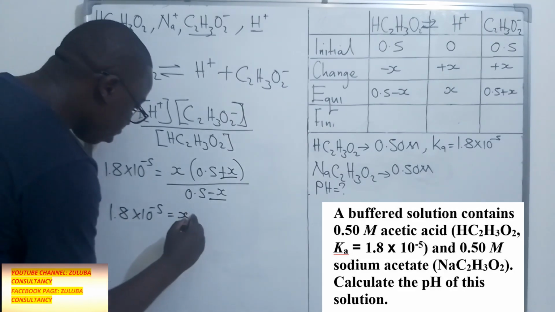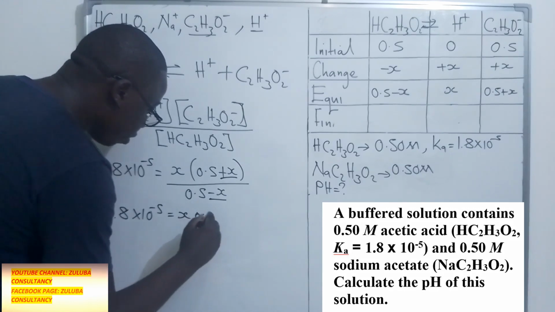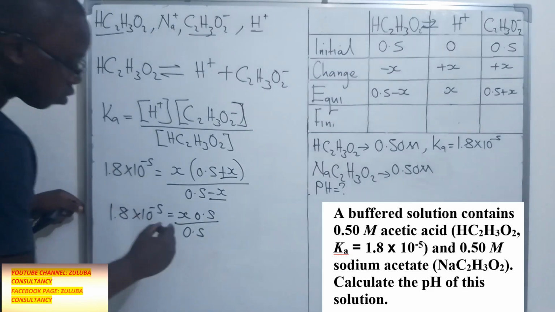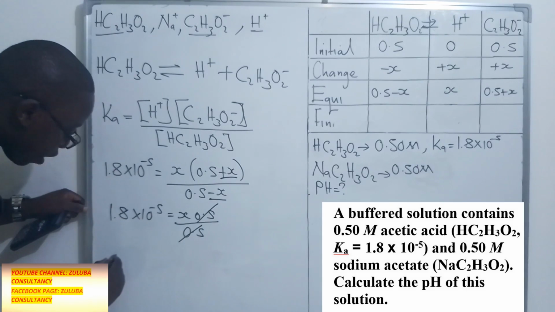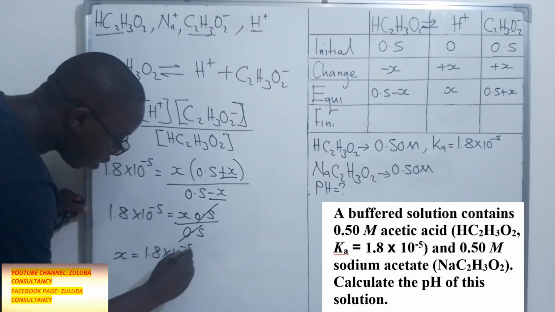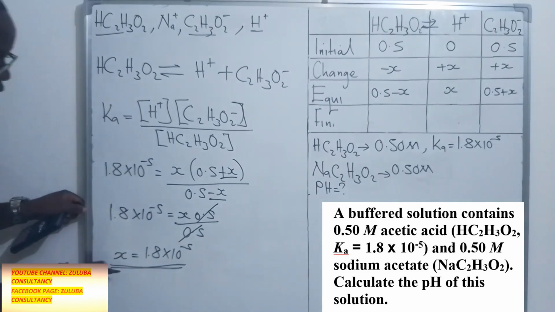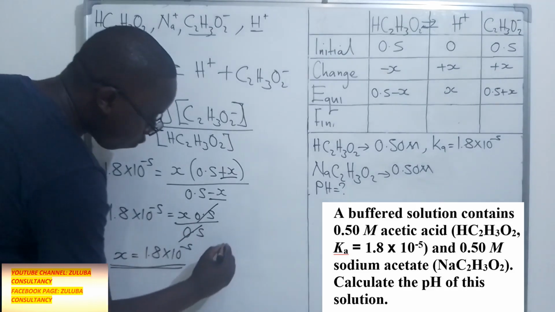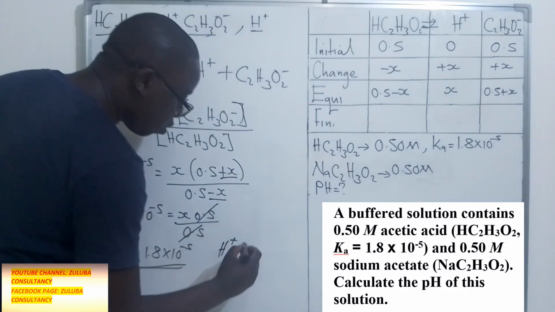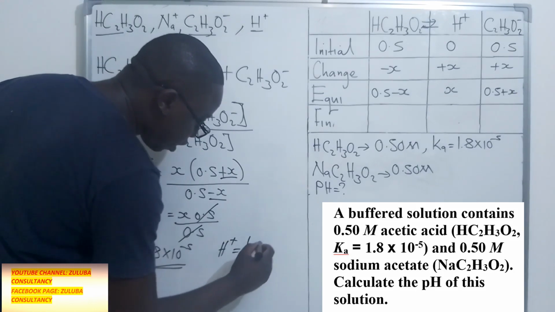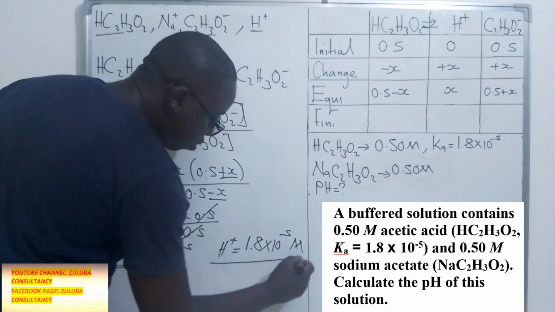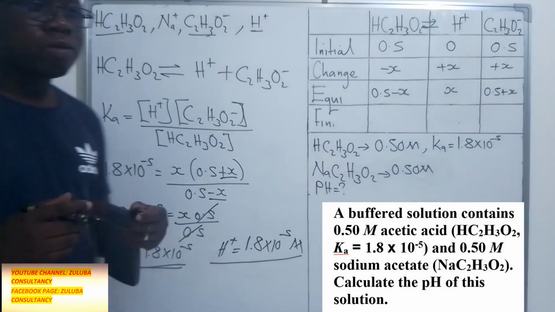So if we can ignore those, we are saying 1.8 times 10 to the power negative 5 is equal to x multiplied by 0.5 divided by 0.5. So what does this simply tell us? These two can simplify, and we will find that x is equal to 1.8 times 10 to the power negative 5. So this becomes the concentration of hydrogen ions that are in this buffer solution. So the concentration of hydrogen ions in this buffer solution is 1.8 times 10 to the power negative 5 M.